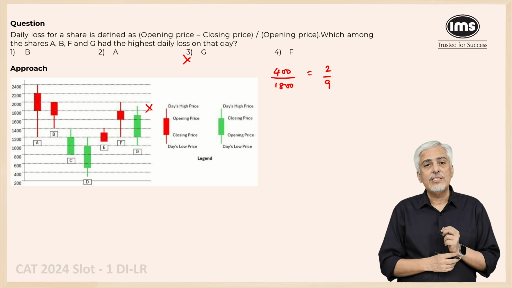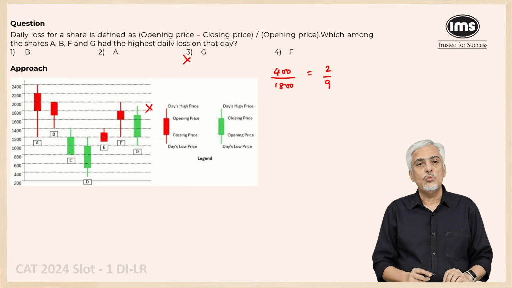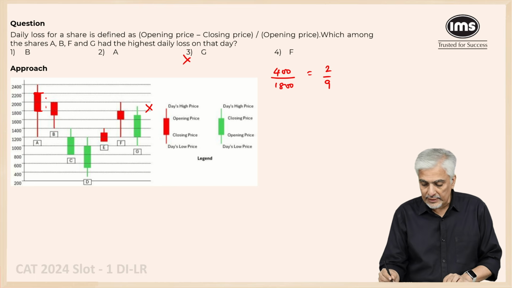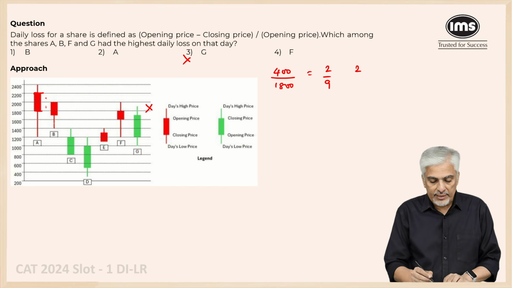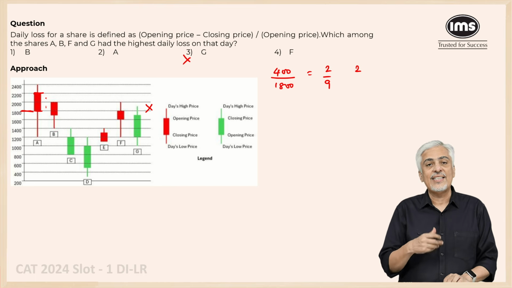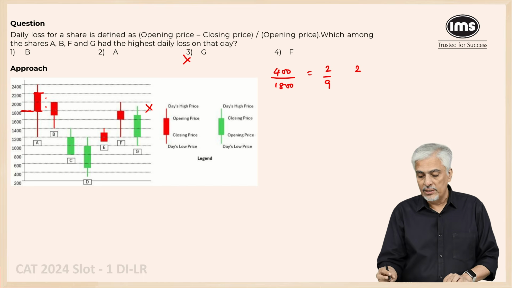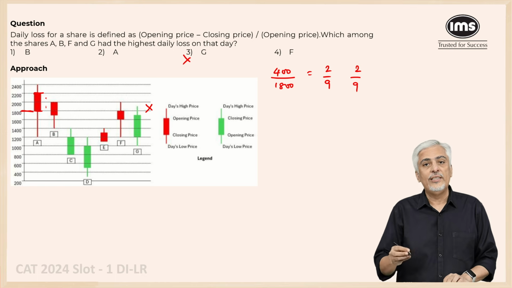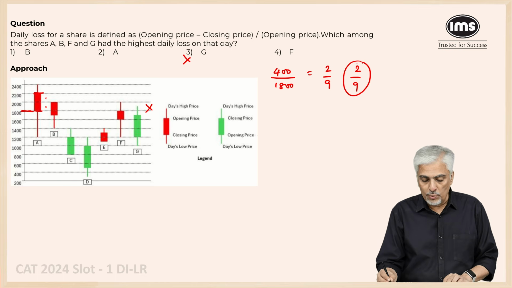Now what I'm going to do is I'm going to also show you a different approach to get this 2 by 9. Now how many lines is the loss? 1 and 2, 1 plus 1, 2 lines. So 2 lines is the loss. Divide by the price which was 1800. 1800 is 9 lines because each line is 200. So hence 2 by 9 directly. You don't need to read the values or anything. No need to do subtraction. So you directly got 2 by 9 for A.